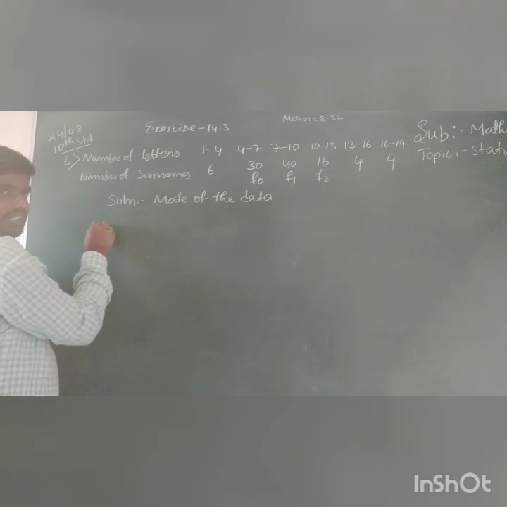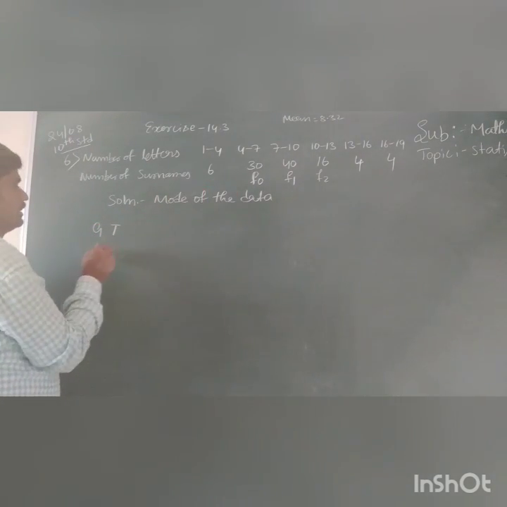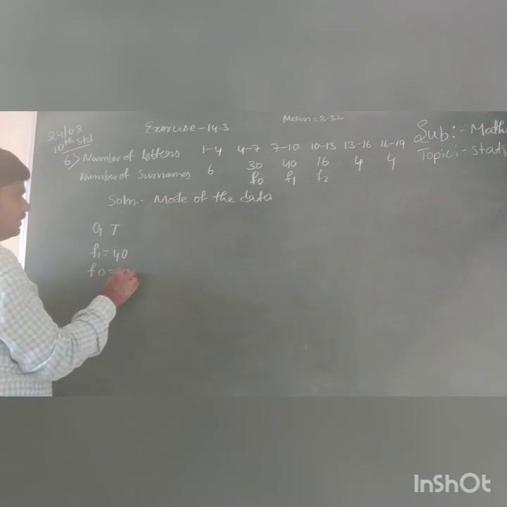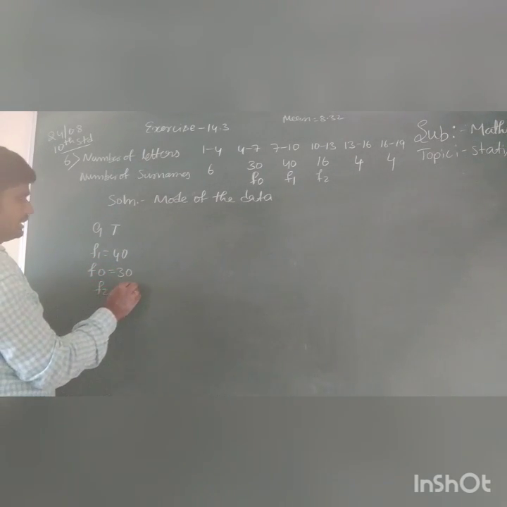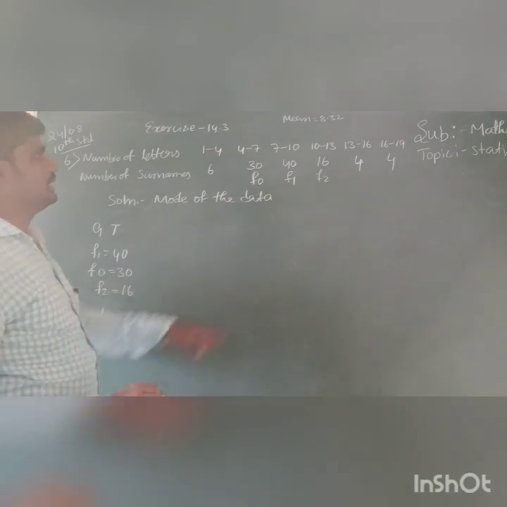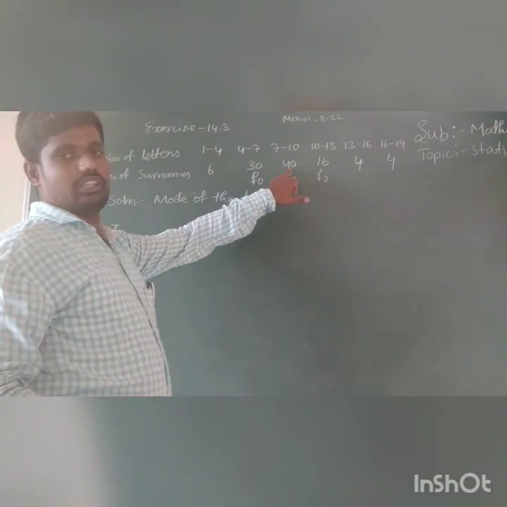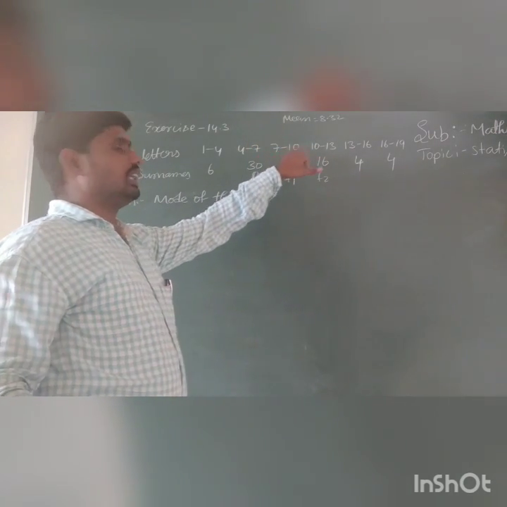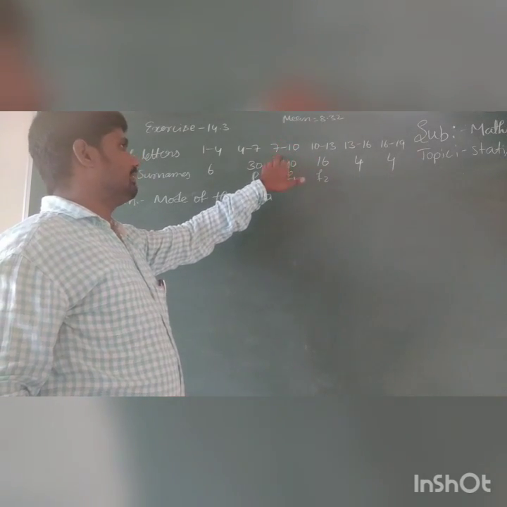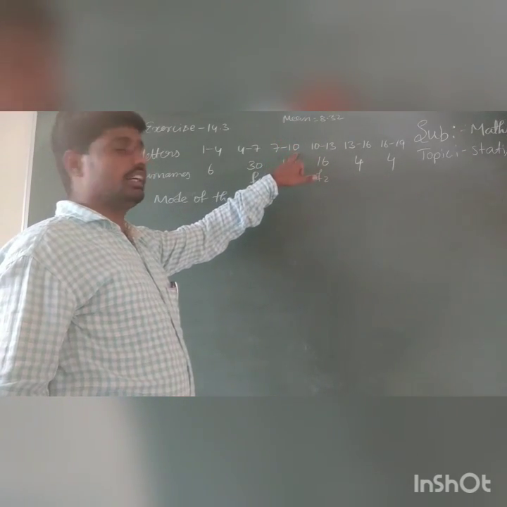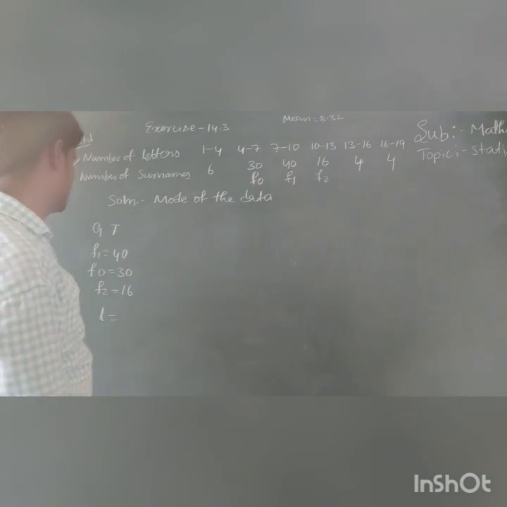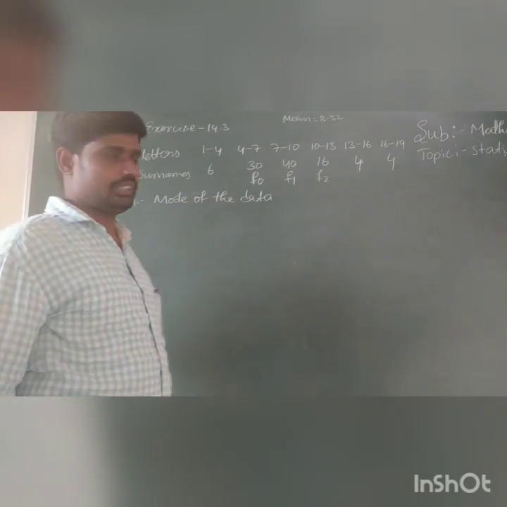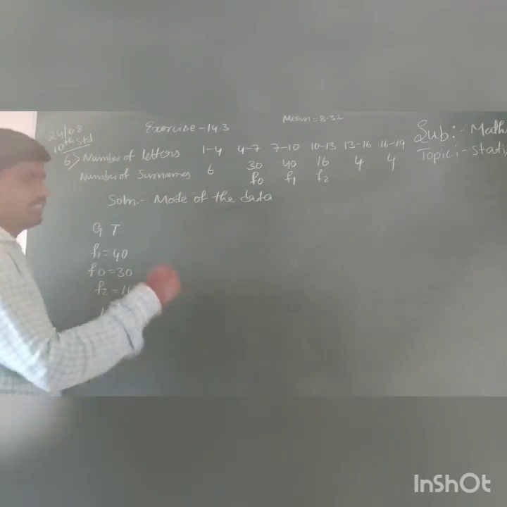See, right? First, what is given in the question: F1 value is 40, F0 value is 30, F2 value is 16. Value of L: which is the highest frequency? 40. The corresponding class interval is called the modal class, 7 to 10. The 7 is called lower limit, 10 is called higher limit. The value of L is 7. The size of the class interval 7 to 10 is 10 minus 7, that is 3.